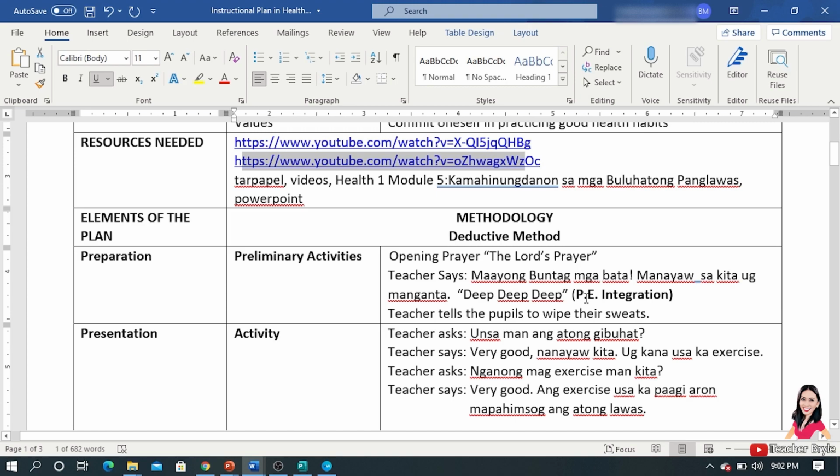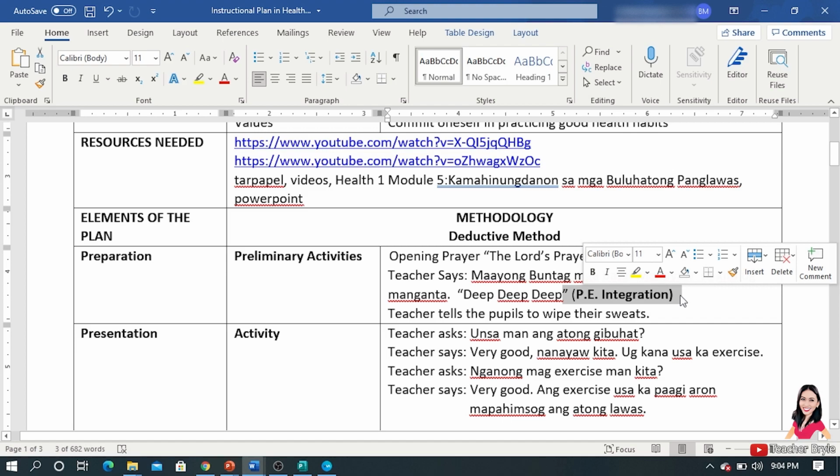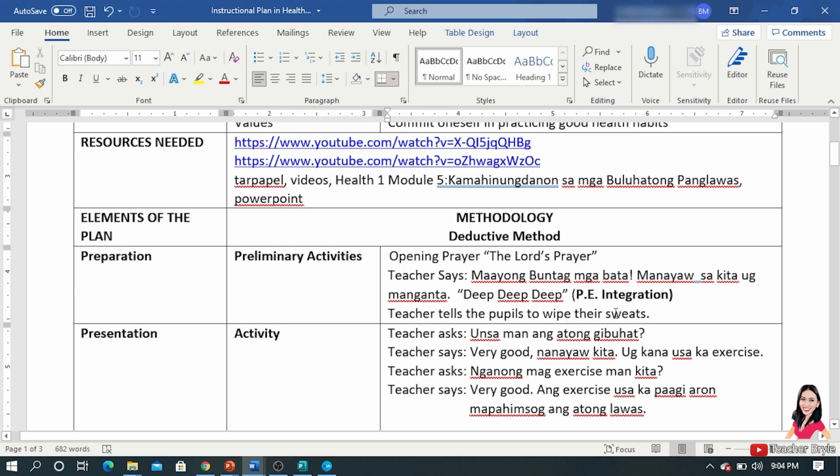So, PE integration. I highlighted here the PE integration since one of our indicators to be observed is to apply knowledge within and across the curriculum. So, teacher tells the pupils to wipe their sweat.